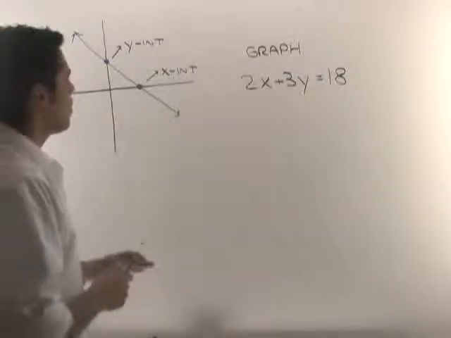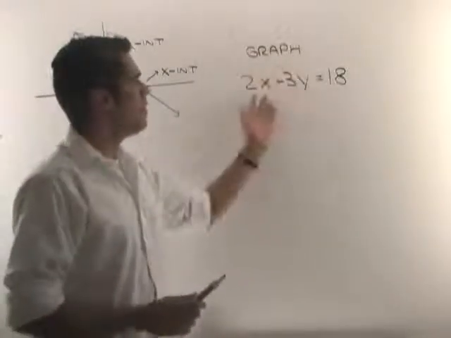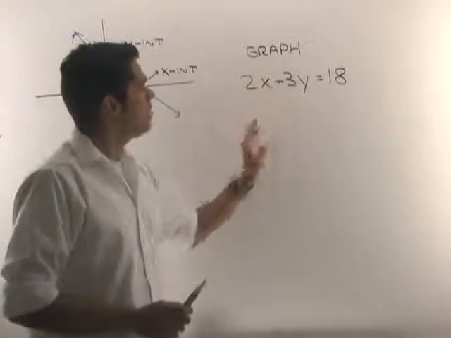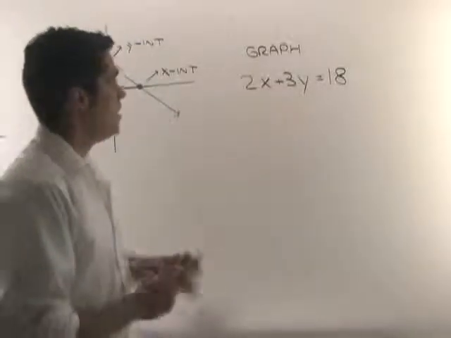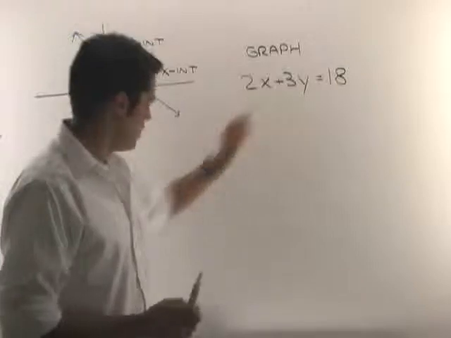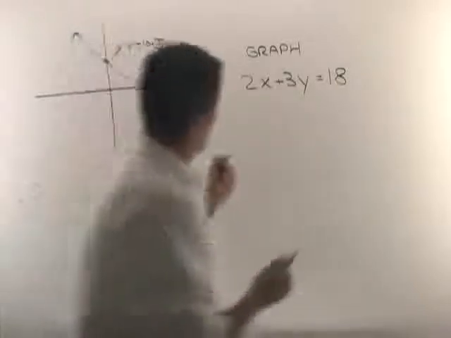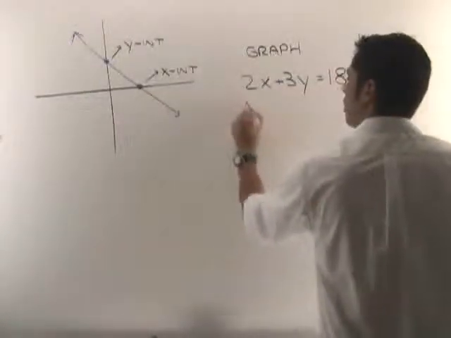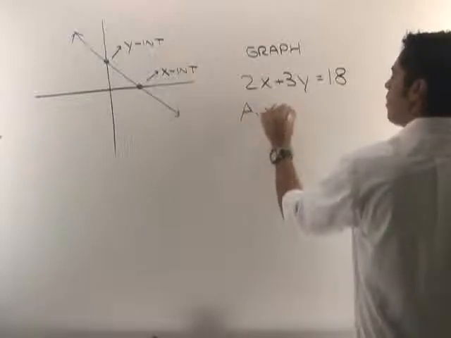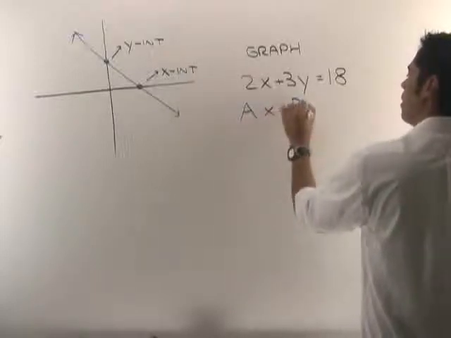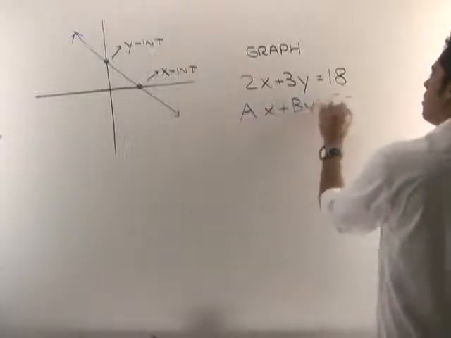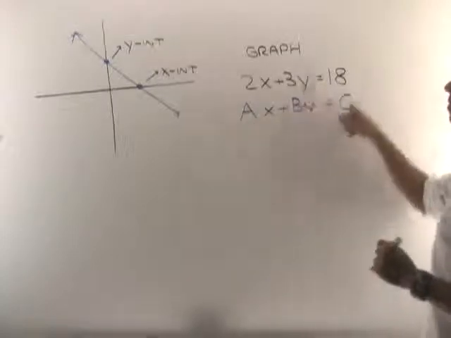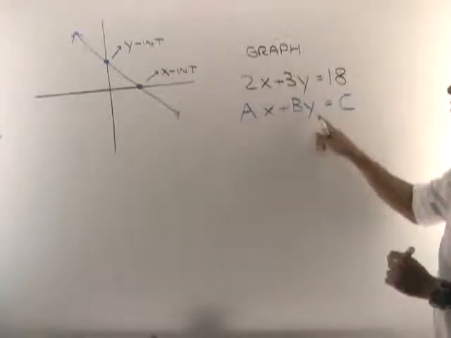All right, in this problem what we're going to be asked to do is graph this linear equation. Now we want to first of all recognize that it is a linear equation because it's represented in the form a, that's some number, times x plus b times y equals c. So a, b, and c here are numbers and x and y are variables.